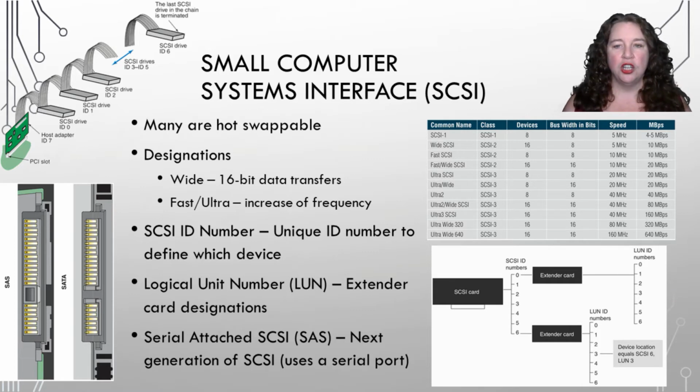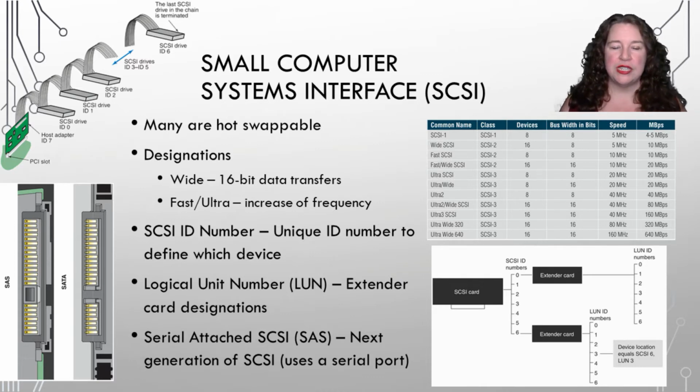So we could say go to 6 and then whatever LUN number it's at. So SCSI 6, LUN 3 would be the LUN number that goes with the extender card that is attached at SCSI position 6. We also have the image here of a serial adapter, or an SAS, so serial attached SCSI, as opposed to a SATA attached.